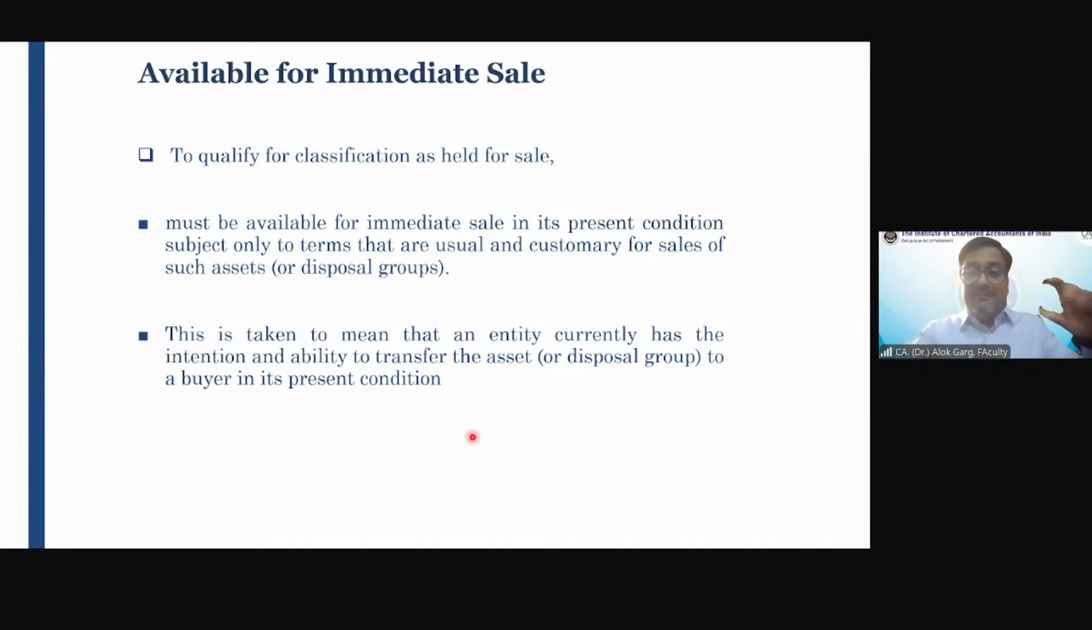So to be classified as available for immediate sale in the present condition, there has to be intent and ability both. Second example.